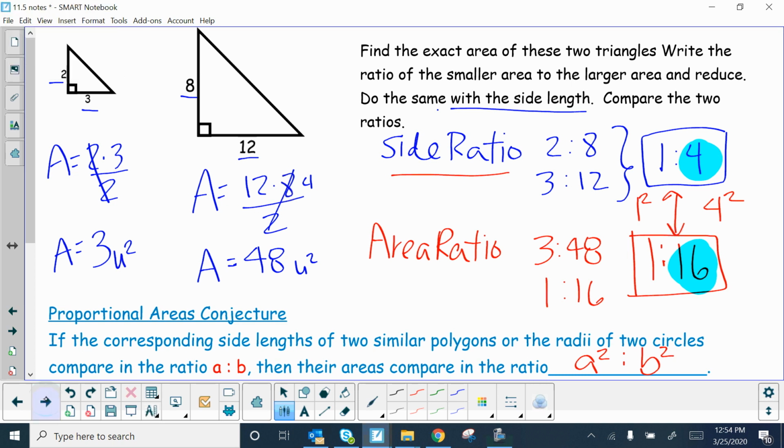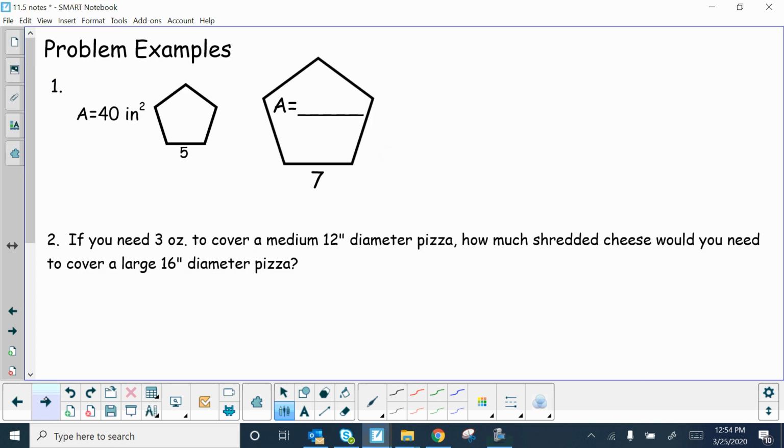So let's look at these examples. Okay, so here we have these two similar polygons, and I know it doesn't say they're similar, but they are. So these two are similar. You have this side length is 5 and this is 7. So the first thing you should write down is the side ratio is 5 to 7. Okay, and I know it's not a pretty ratio, but that is what it is.